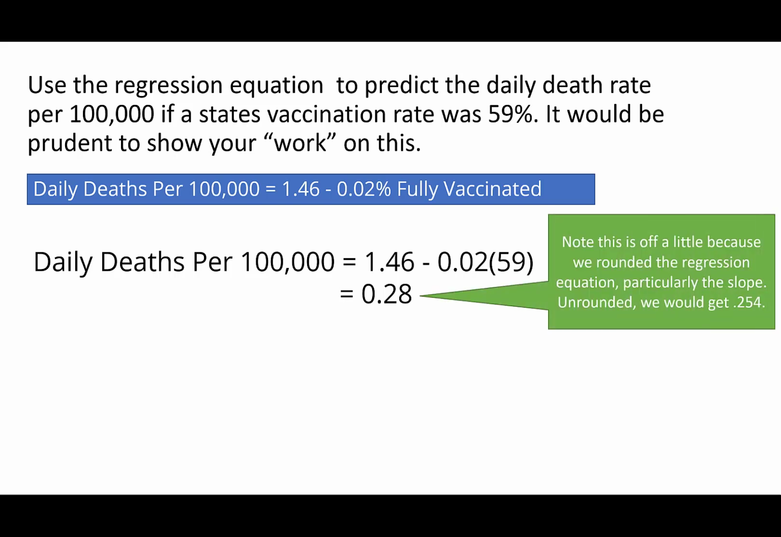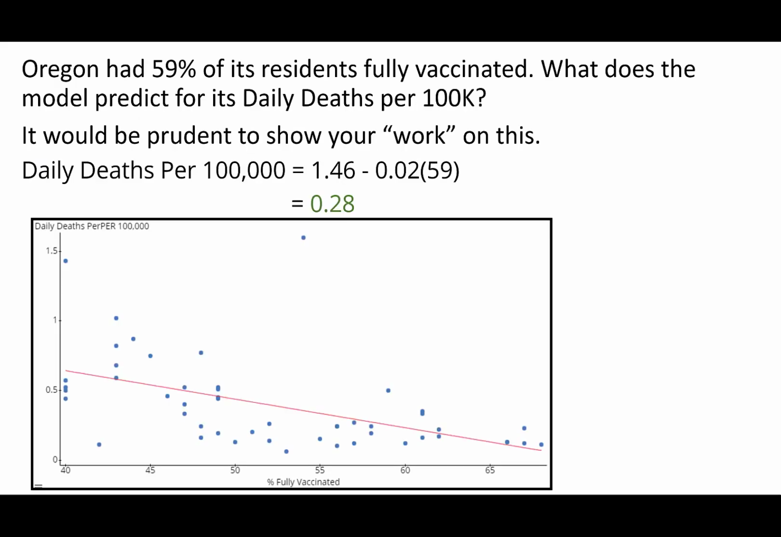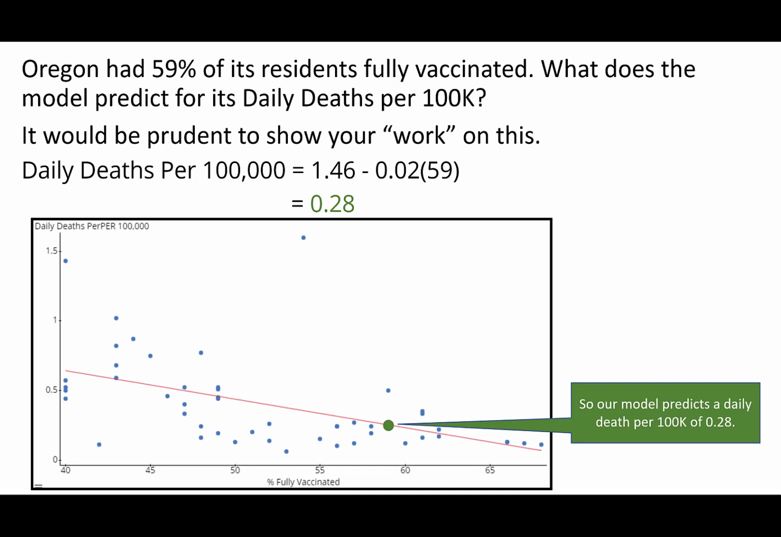So this is off a little bit due to rounding. I rounded that regression equation to 2 places, particularly that slope. If you didn't round it, if you actually used StatCrunch to determine that predicted value, you get 0.254. We'll just use 0.28 for this. And again, there is our point on the model, that red line. So our model predicts the daily death rate of 0.28, and there it is over there on the y-axis, so you know where we're getting those numbers visually.